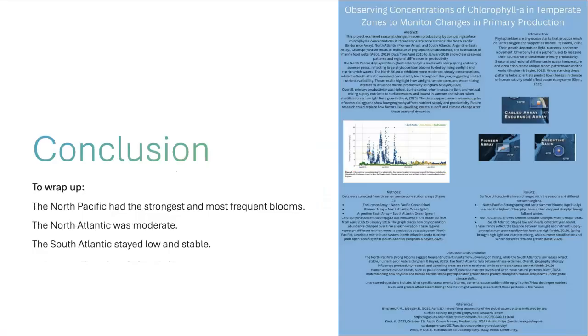To wrap up, we discovered that the North Pacific has had the strongest and most frequent blooms, the North Atlantic was moderate, and then the South Atlantic stayed low and stable. These patterns show how light, mixing, and nutrients work together to drive ocean productivity, and how geography and human activity can alter it or impact it. There are still open questions, like what triggers sudden spikes in chlorophyll? How do deeper nutrients and ocean currents interact? And how might climate change shift these seasonal cycles over time? Understanding these patterns helps us to better protect ocean life and manage resources in this changing world.